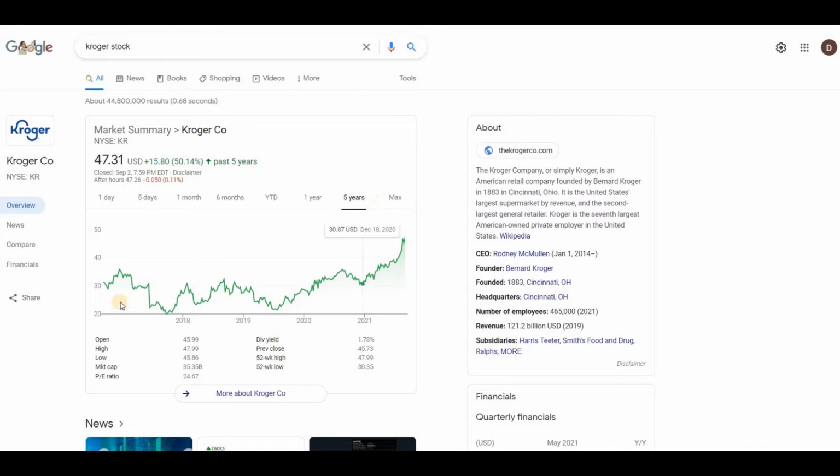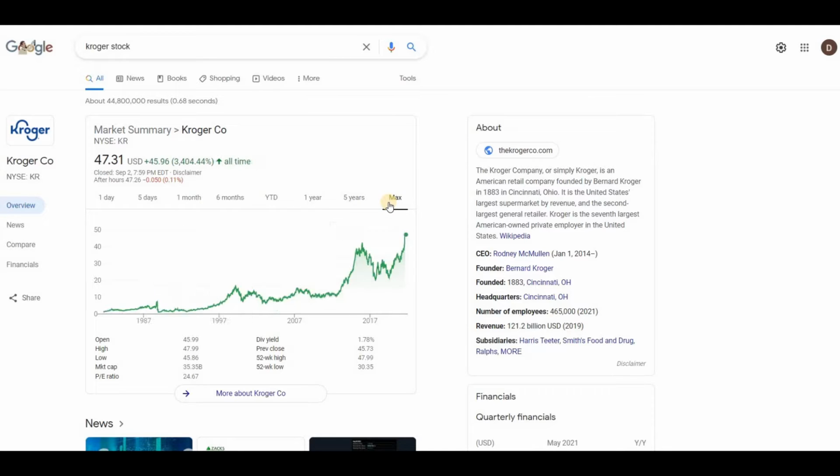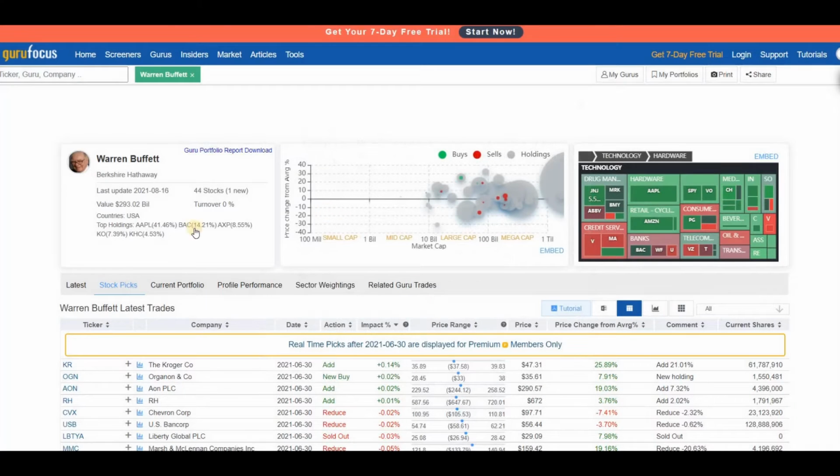31%. As we can see, Kroger was quite flat for some time until it broke out quite recently, especially in June or July. And Kroger has been a pretty successful stock for investors who have held it through the long term. So let's look at Warren Buffett's 13F.